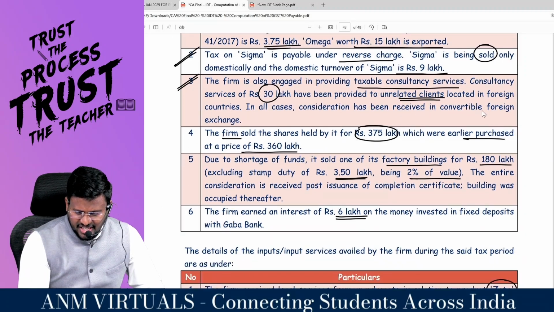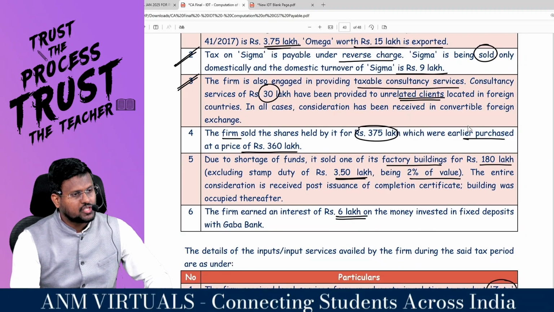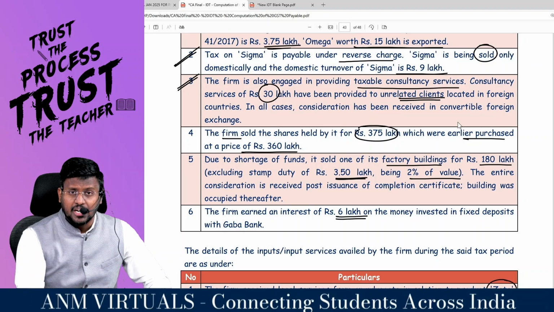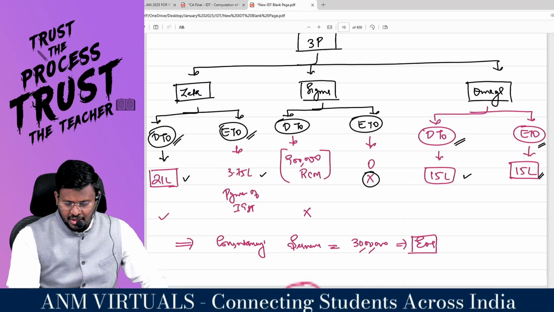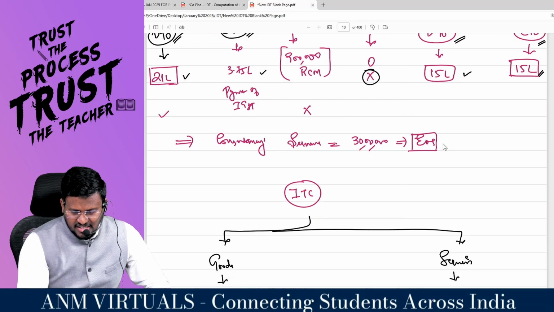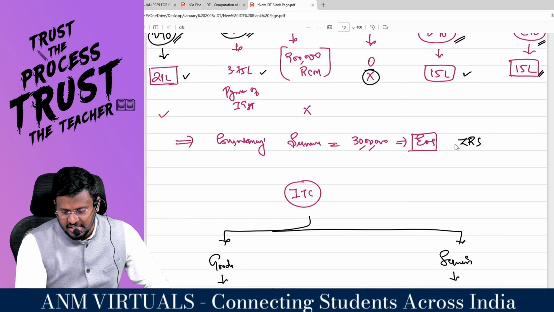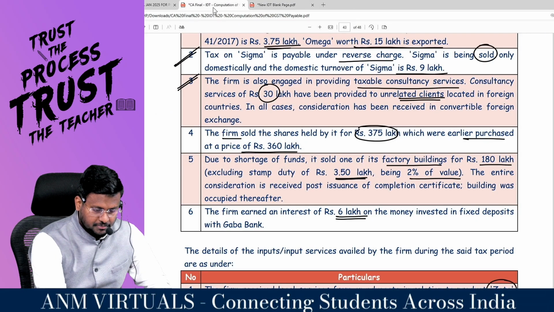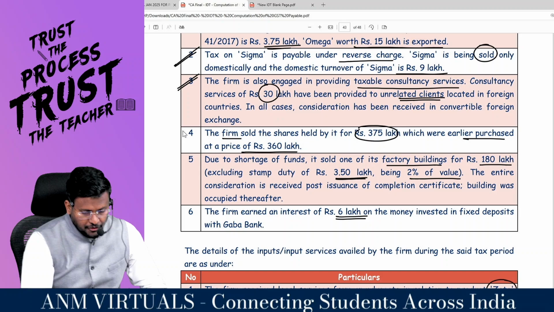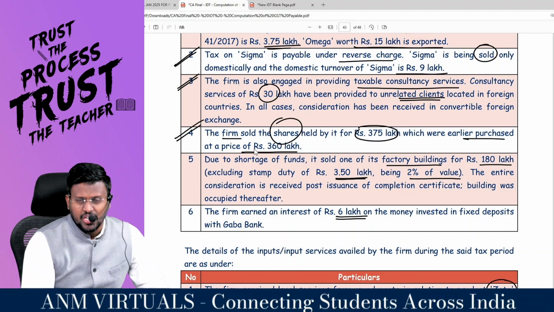In all cases, consideration has been received in convertible foreign exchange. So all the five conditions of export of service have been satisfied. So consultancy service is export of service. So this is a zero-rated supply. Fantastic to the core. The firm sold the shares.